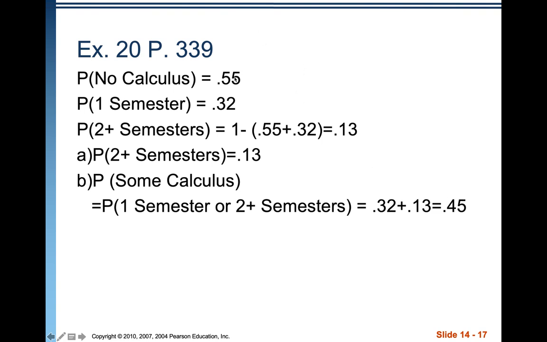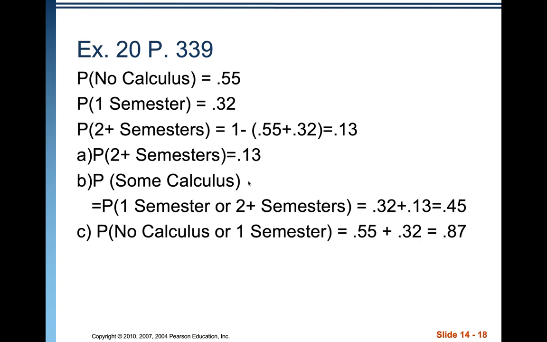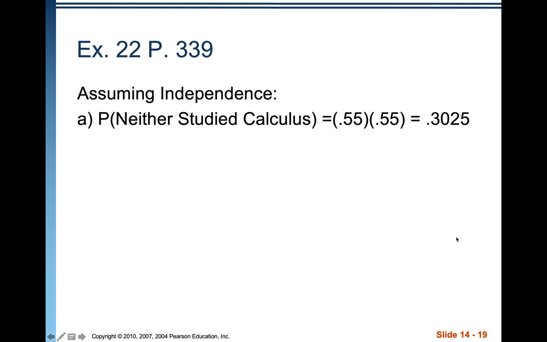Alternatively, we could have done: probability of some calculus is equal to 1 minus the probability of no calculus, and then 1 minus 0.55, but that would give us the same thing. The probability of no calculus of 1 semester, we can just add up the 0.55 and the 0.32 to get 0.87. And again, we could have said that's the complement of 2 or more semesters, and done 1 minus 0.13, and we would have had the same result.